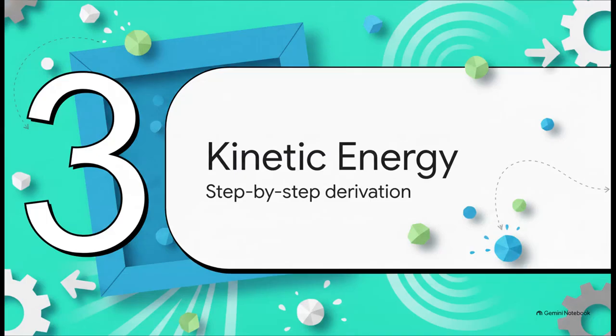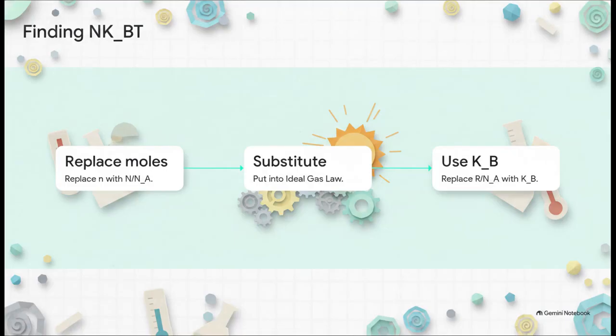All right, here is where the fun really begins. We are going to derive the kinetic energy of a gas step by step. Let's watch how this macro equation transforms. First, if we take our macro equation and simply replace the number of moles, that lowercase n, with the total molecules, capital N, divided by Avogadro's number, look what happens. We substitute that right back into the ideal gas law. So PV equals nRT becomes PV equals N over N sub A times RT.